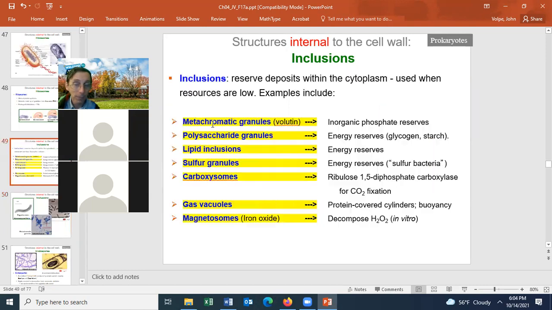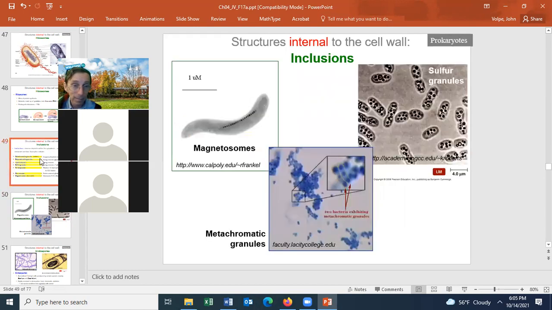I might have said that twice, sorry if I did. So an inclusion is something the cell is accumulating, and it gets so much of it that the substance can no longer dissolve in the cytoplasm. And then it precipitates out, and that allows us to see it inside the cell.